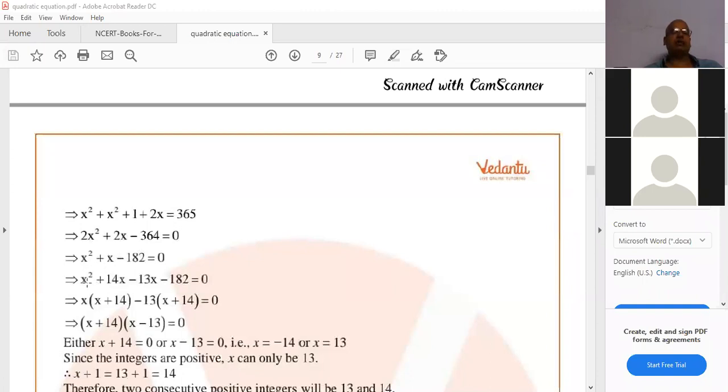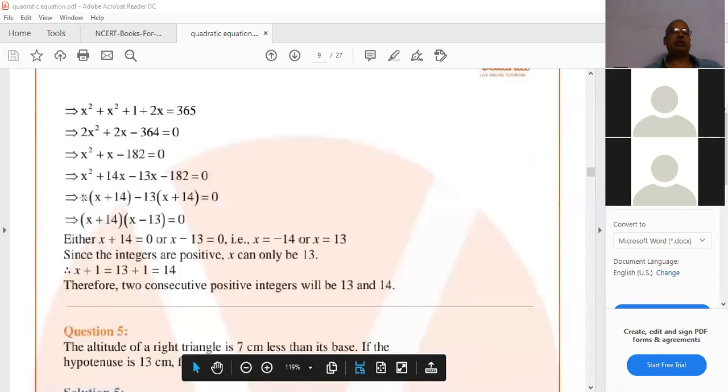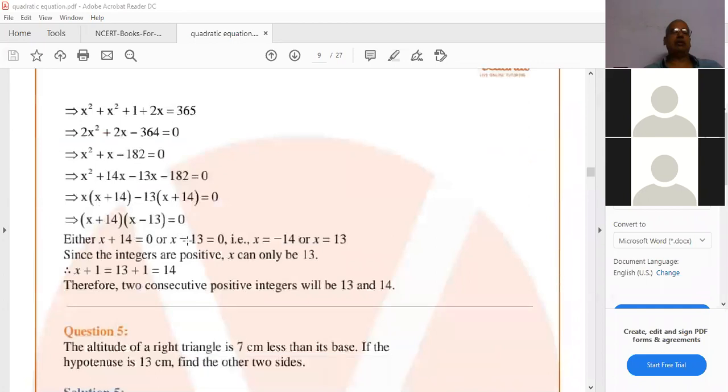So again, taking x common, x plus 14. If you take minus 13 common, x plus 14. So if you take x plus 14 common, x is left and minus 13 is left: x minus 13 equals 0. Either x plus 14 equals 0 or x minus 13 equals 0. That is, x equals minus 14 and x equals 13.